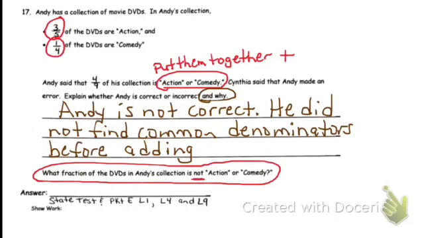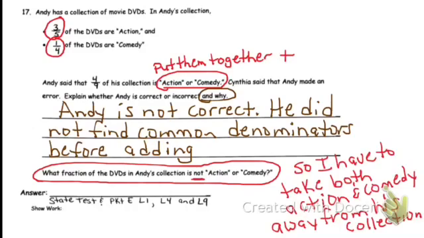Well, how am I going to figure that out? Well, I know how much is action and comedy. That's 17/20. So, if I take the action and comedy portion away from his collection, whatever is left will be my total. Well, what's his collection? One whole collection. So if I take that one whole collection minus the 17/20ths that I already figured out is the action and comedy, I'll know how much is left that's not action or comedy. Let's move to the next page to figure that portion out.